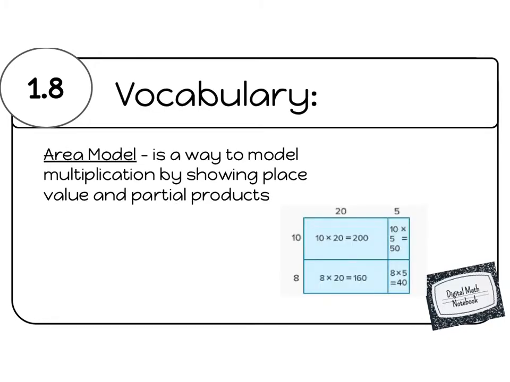Today's lesson has a vocabulary word. Our vocabulary word is area model. An area model is a way to model multiplication by showing place value and partial products. You do not need to type the example into your math notebook, but you do need to type the word and the definition. Pause now to do that.